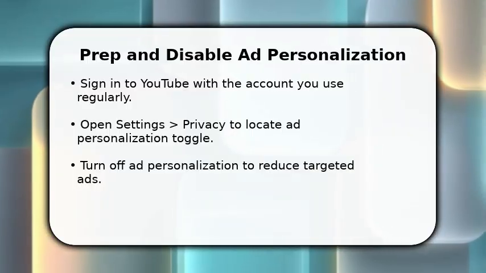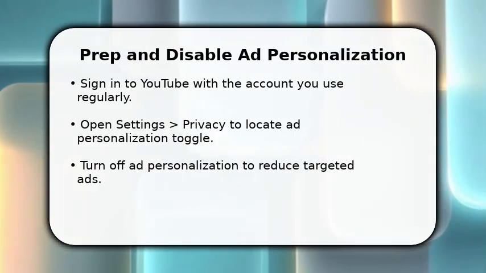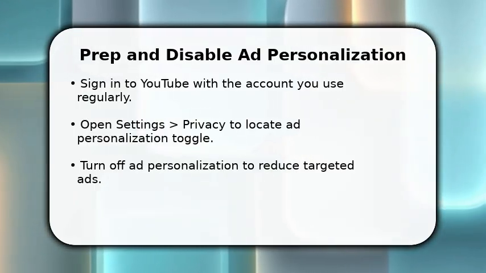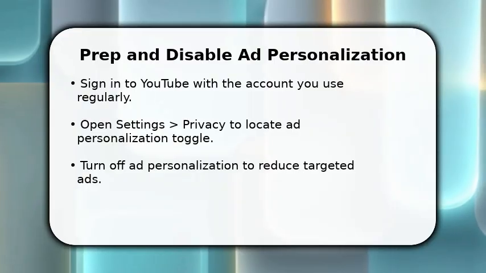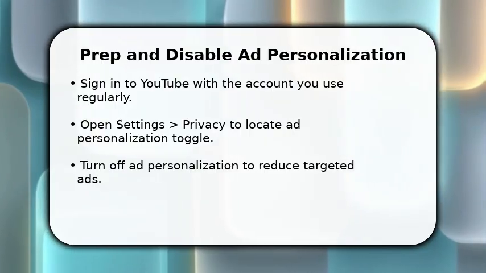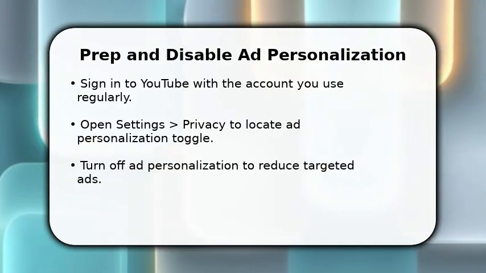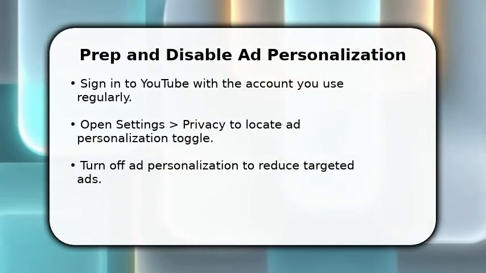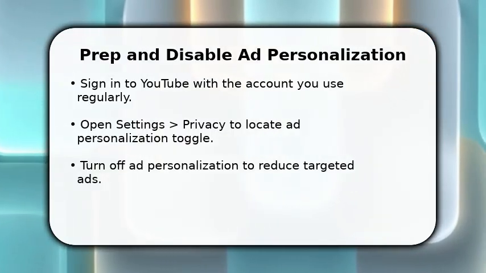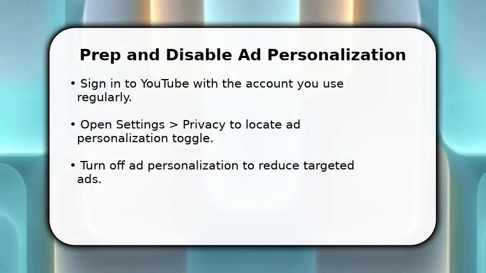You start by signing into the YouTube account you actually use. This ensures settings apply to the right profile. Once done, go to your avatar, settings, privacy, and find Ad Personalization Controls. Turn off personalized ads here, which stops YouTube from tailoring ads using your watch history and search data. This reduces targeted ads immediately, though you may still see generic ads. Make sure to save changes and understand this affects recommendations across YouTube and Google services.